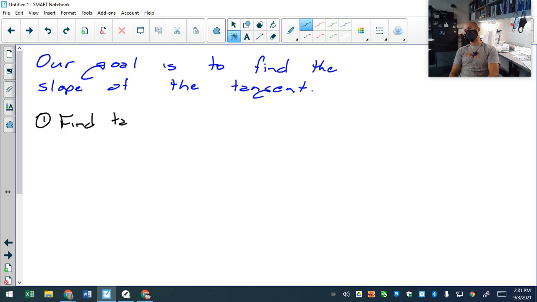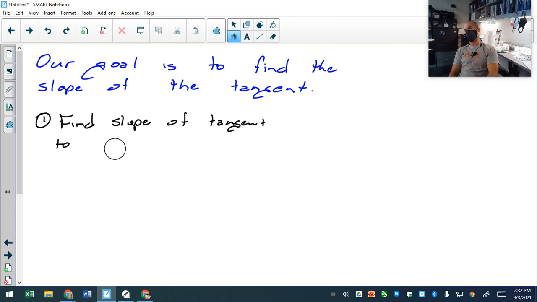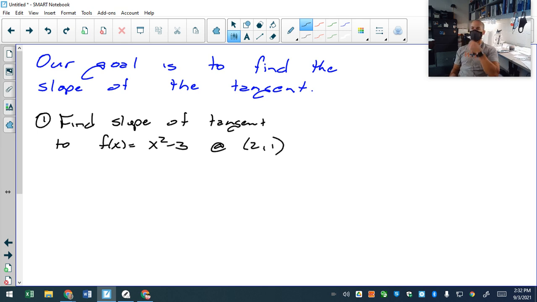Find the tangent slope. I'll say slope of the tangent. What did I just say? To y equal, I'm going to call that f of x. f of x equals x squared minus 3 at the point (2, 1). The slope of the tangent of that curve at the point (2, 1).